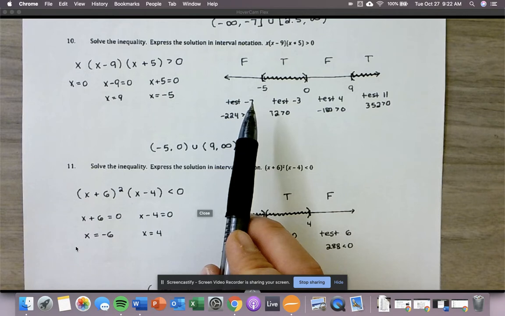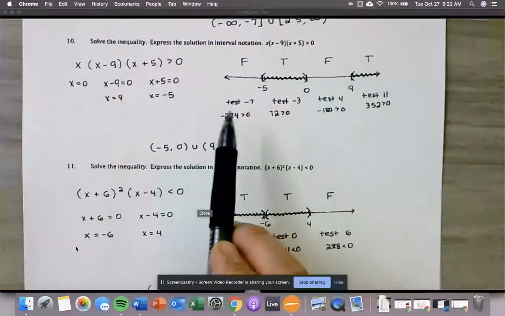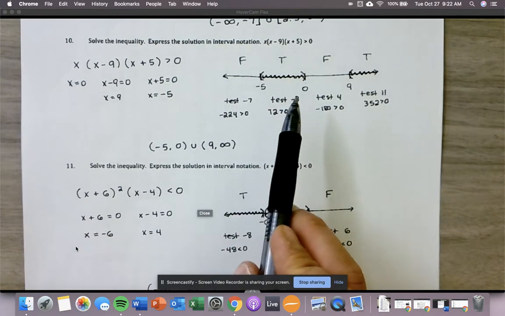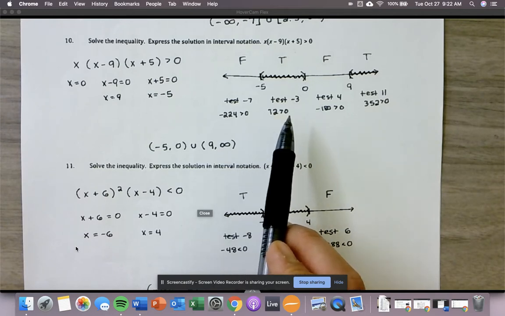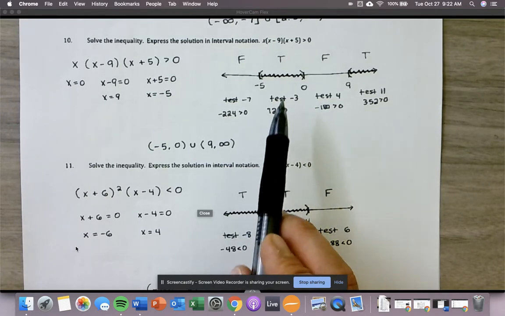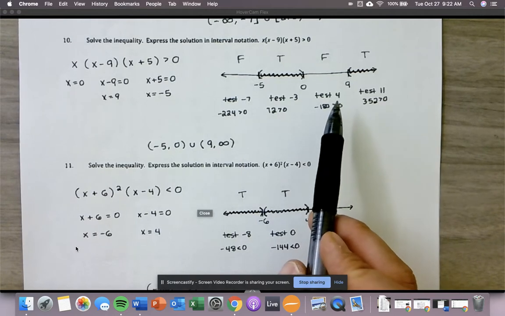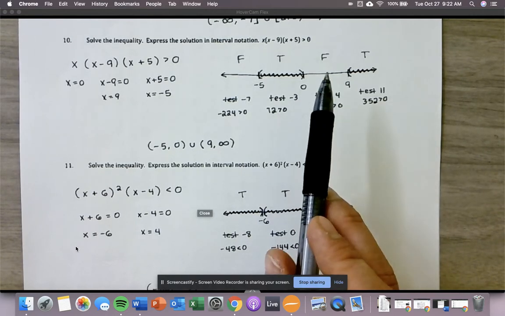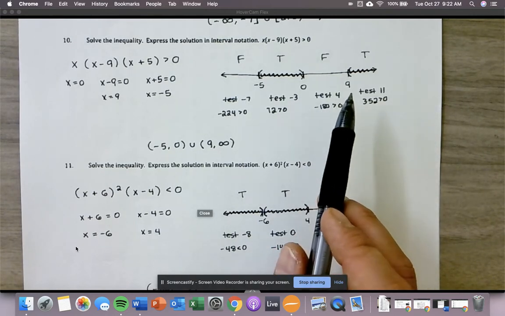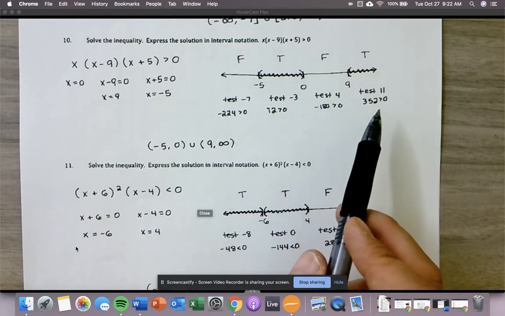So if you test -7, you end up getting a false statement, right? So we write false. If you test -3, you get a true statement, right? 72 is greater than 0, so we'll write true up there. If you test 4, you get a false statement. And if you test 11, you get a true statement.